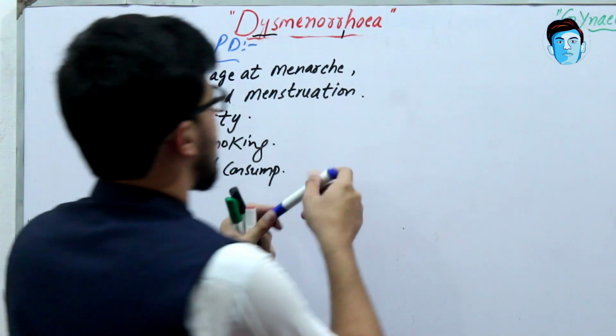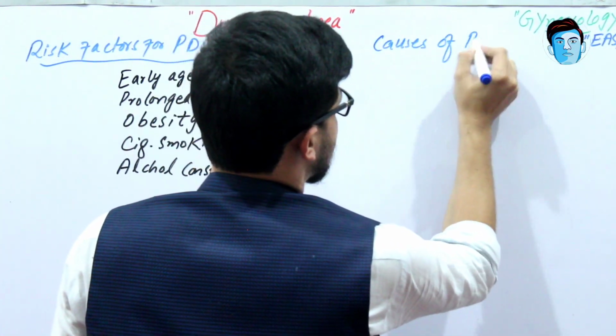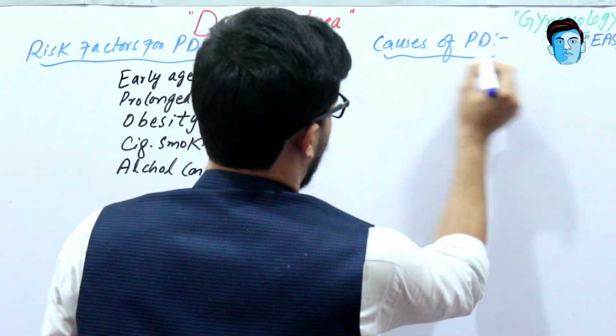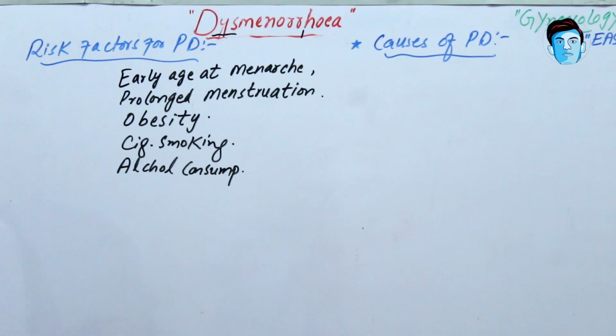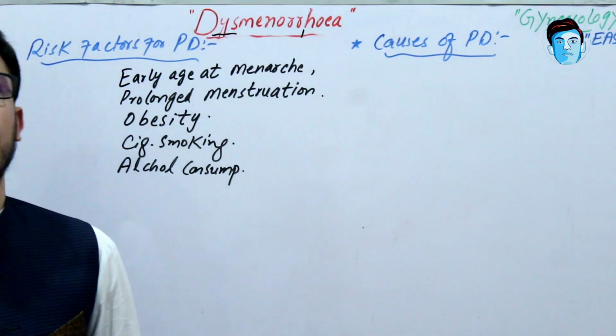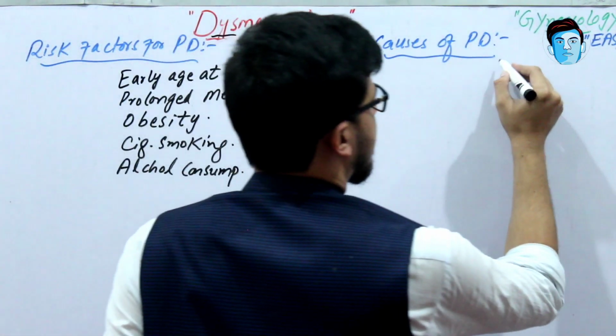Now let's discuss the causes of primary dysmenorrhea. What are the causes of primary dysmenorrhea? The exact cause of primary dysmenorrhea is unknown. So we can say that it is usually idiopathic.